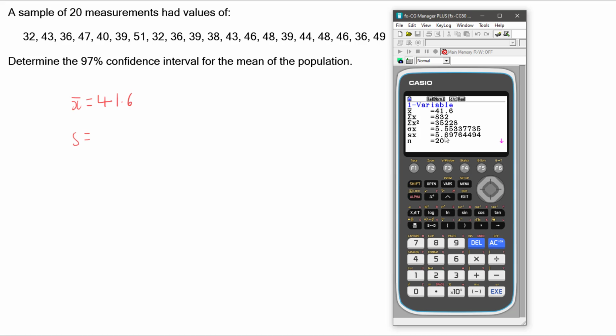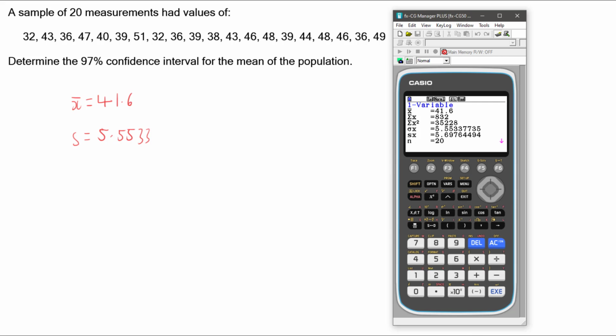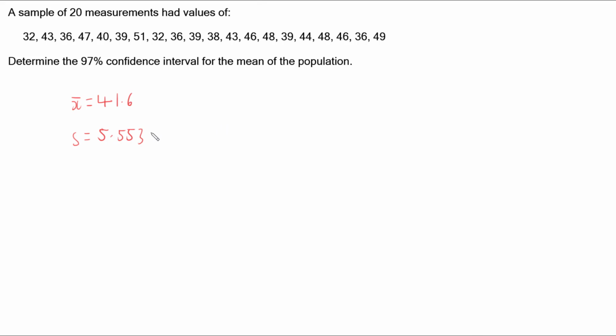Now normally sx is our sample standard deviation, but the calculator assumes that we actually have put in our entire population. So we want to take the top one, 5.5534. So I'll put in 5.5534.